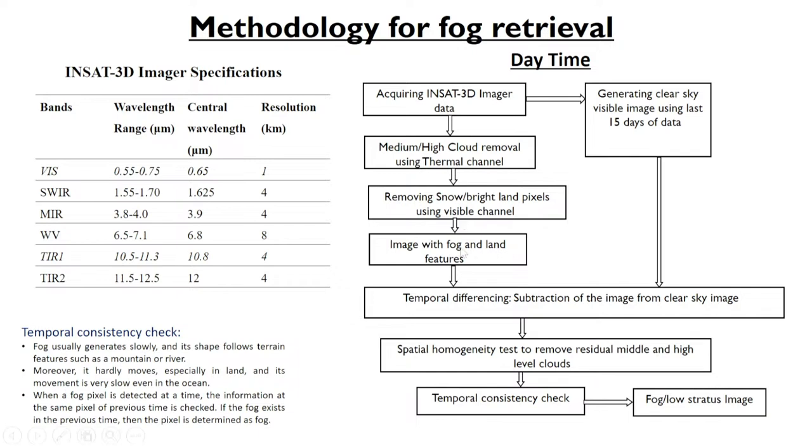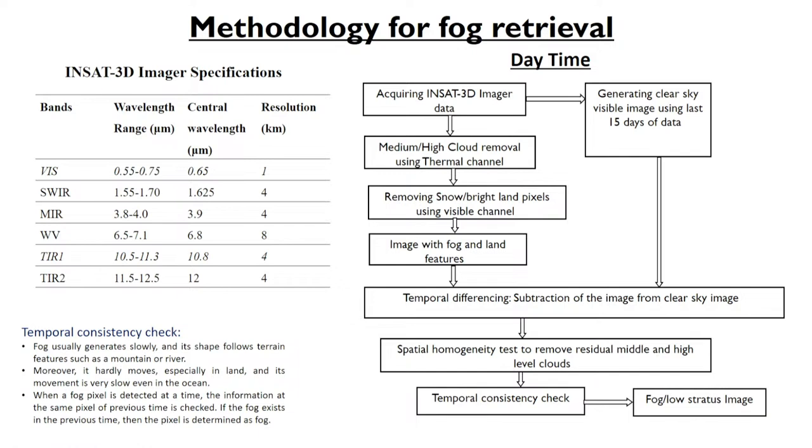But except the fog, all other atmospheric features or other bright features have been removed. Now how can I remove the land? If I have some clear sky image. Clear sky image means when there is no fog, no cloud in the atmosphere. If I have that kind of image and if I subtract that image from this image, then I can get the foggy image, right? So how can I get a clear sky image?